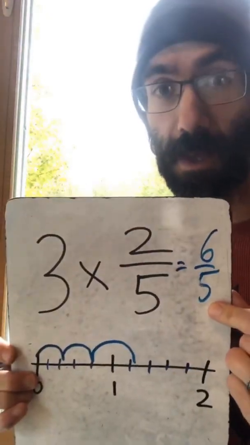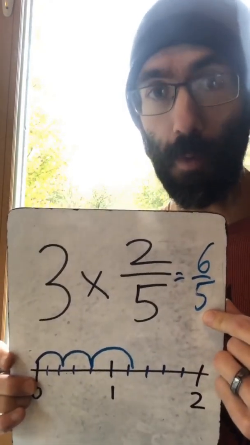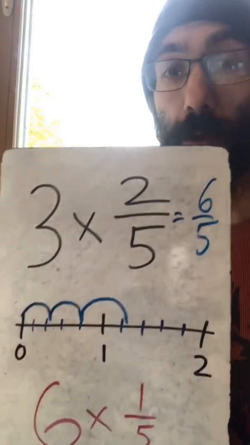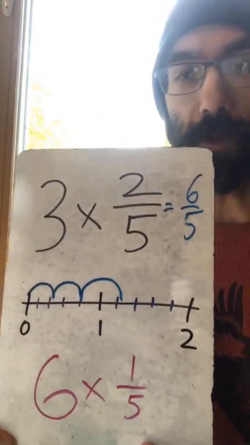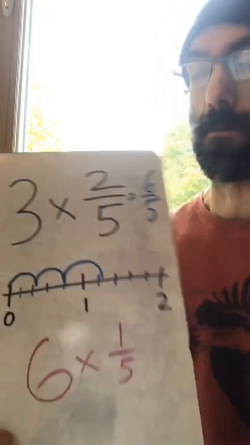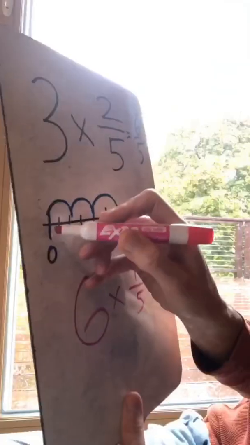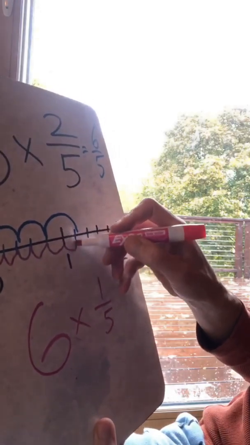So here we have 6/5, which is improper. Anytime it's improper means it's over 1 whole. Another way we can look at this is 6 whole times 1/5. 1/5 is the unit fraction. So you can think of it this way and make 6 separate jumps with 1/5. 1, 2, 3, 4, 5, 6.